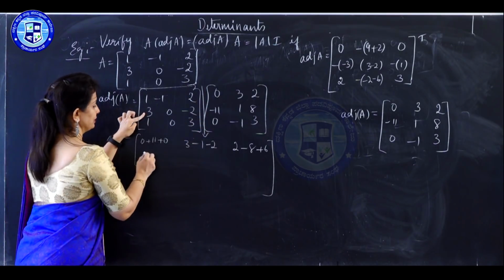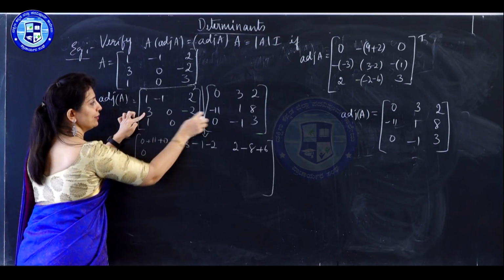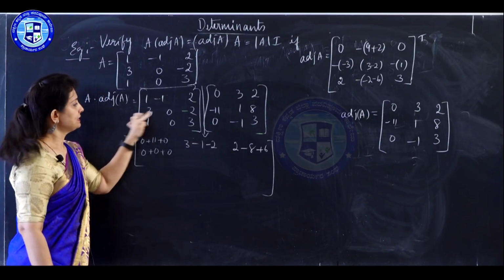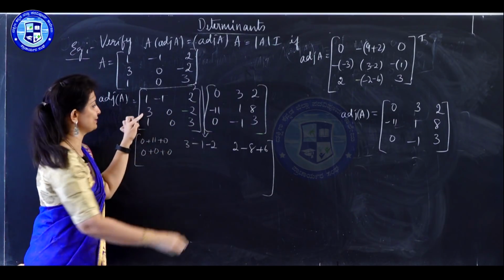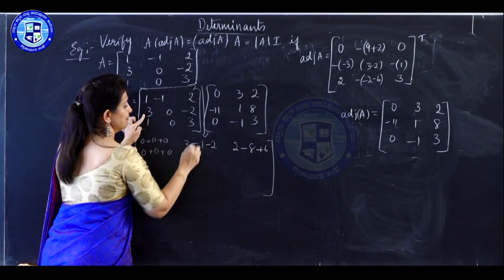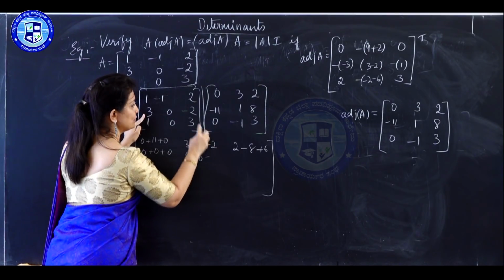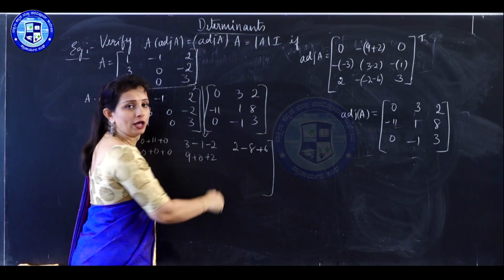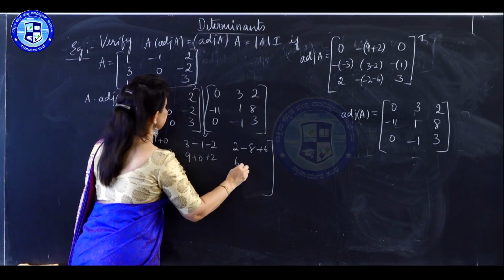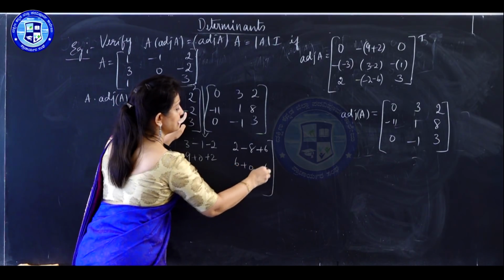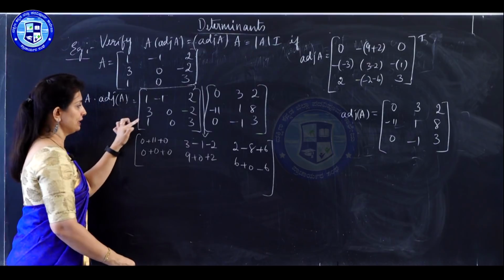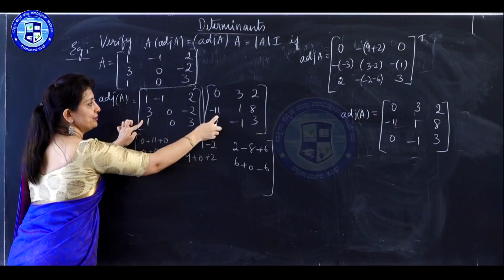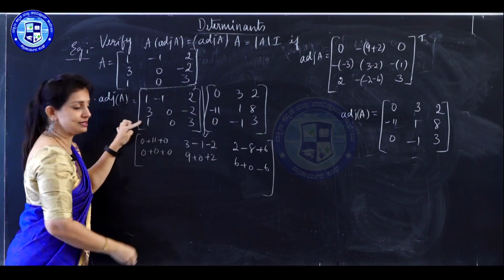Second row, first column: 3 into 0 is 0, 0 into 11 is 0, 2 into 0 is 0. Second row, second column, what is it, student? 3 3s are 9 plus 0 minus of minus 2, so 9 plus 2, 11. Second row, third column, what is it? 3 2s are 6 plus 0 minus 6, it's also 0. Third row, first column: 1 into 0 is 0, 0 into 11 is 0, minus 11, 3 into 0 is also 0.